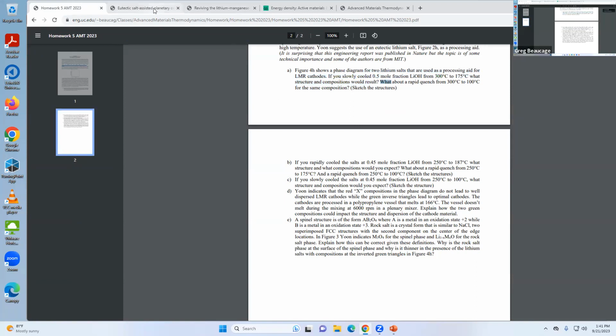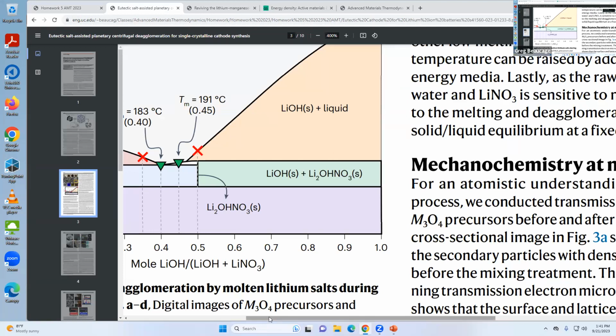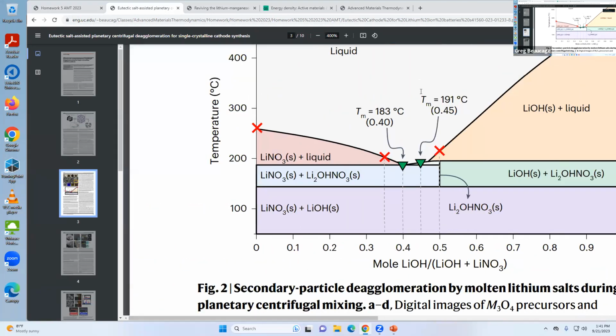And then what about a rapid quench to 100? If you do a rapid quench to 100, this is the kind of game you're looking at. So 300, and then you quench down here to 100. Then I think it looks like the intermediate disappears, the way I see it. Is that what you see? The intermediate disappears and it would separate into the nitrate and the hydroxide. If you did a rapid quench, it would just be those two, I think.